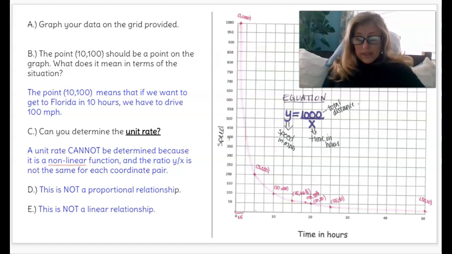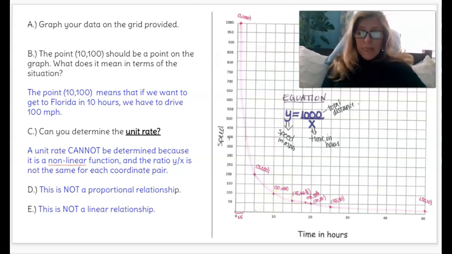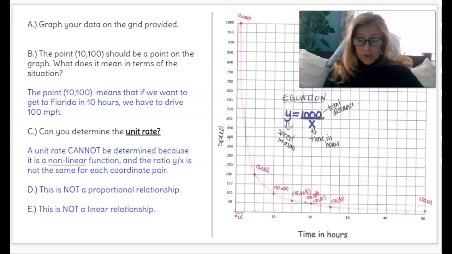At that point, (10, 100), which is way down here, what does it mean? It means if we want to get to Florida in 10 hours, we have to drive 100 miles per hour. Can we determine a unit rate? We cannot. Unit rates are only able to be calculated if it's a proportional relationship.